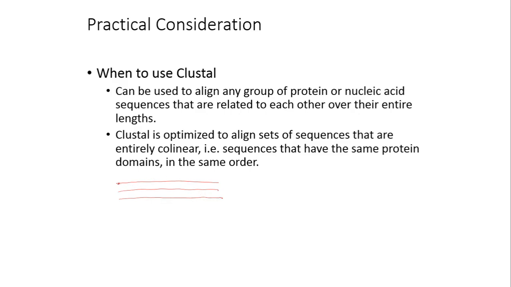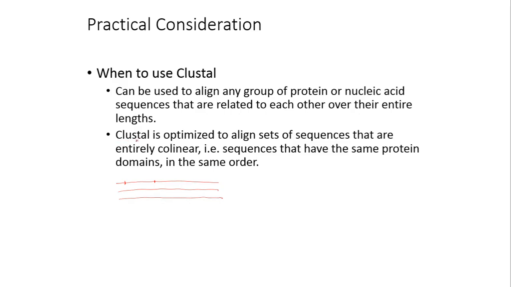It should not happen that one sequence contains a domain over here and that domain is not present in the remaining sequences. It should not be like this. The basic criterion is that you should use Clustal only when you know that whatever sequences you are trying to align, all of these three sequences are related throughout their length.